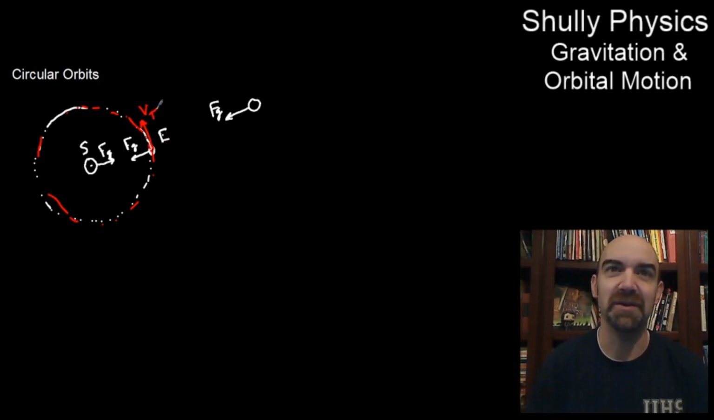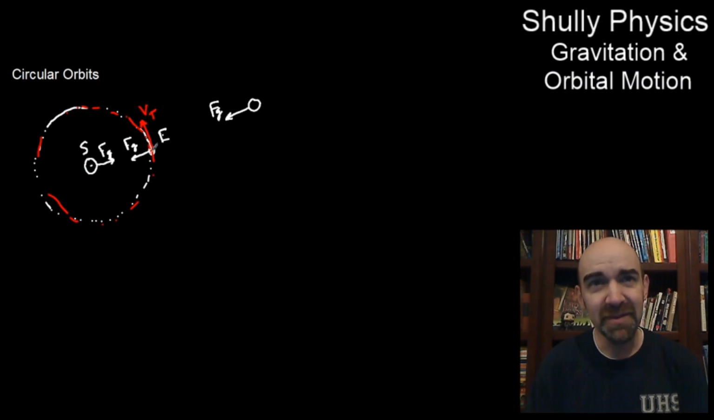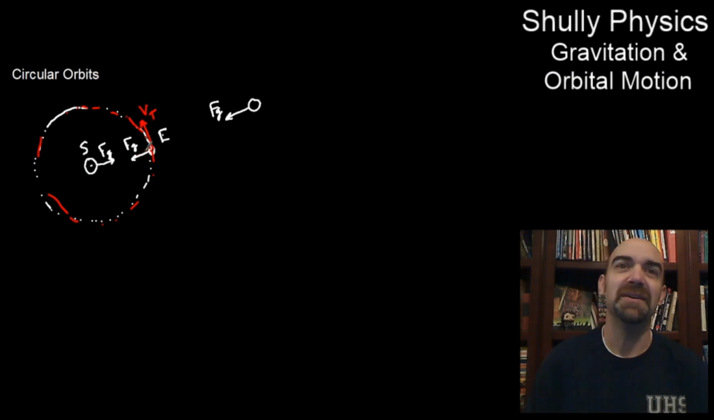So we do have a tangential velocity that is tangent to the radius. It's perpendicular to the radius there, tangent to the circle. And gravity is the only force acting in towards the center. That makes gravity a centripetal force.